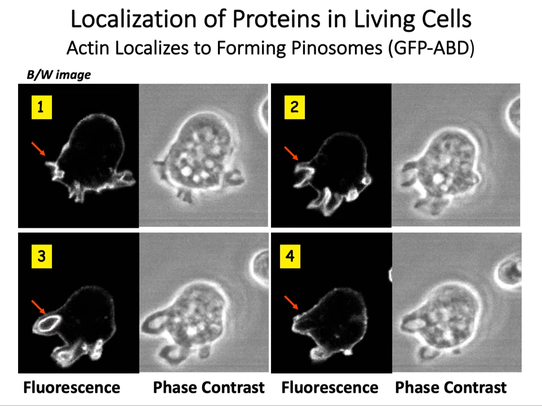Another example of how to track live cells. Again, these are Dictyostelium discoideum cells expressing a GFP-tagged version of the actin-binding domain of an actin-binding protein, or ABD, which will bind all the actin in the cells. So you can track actin in real time. These four panels are time-lapse microscopy. On the left are the fluorescent images, and on the right are the corresponding bright field images. Each panel is a frame in a movie using video microscopy.